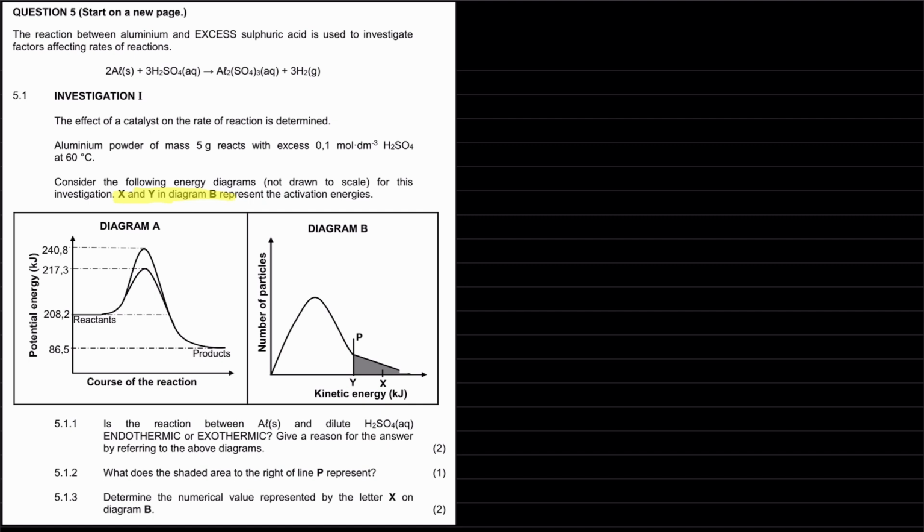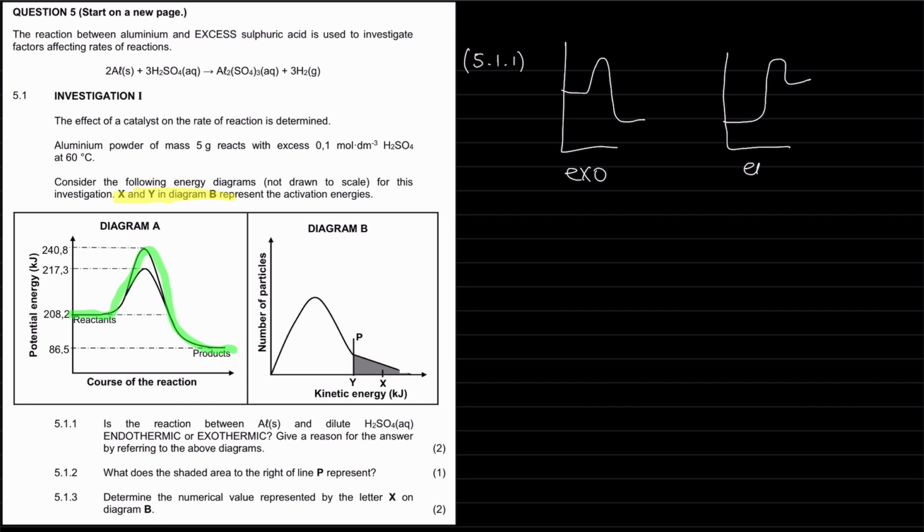So from the shape of this graph on the left, diagram A, we can tell that this is an exothermic graph. You can easily remember it. An exothermic graph will be a graph that starts here and ends lower. So that's exothermic. An endothermic graph will start low and end high. That's endo. So in this case, it is an exothermic graph.